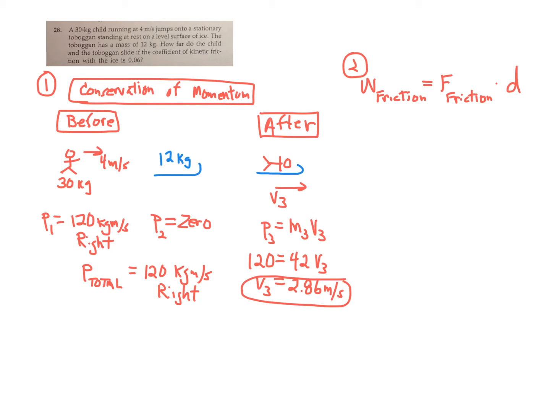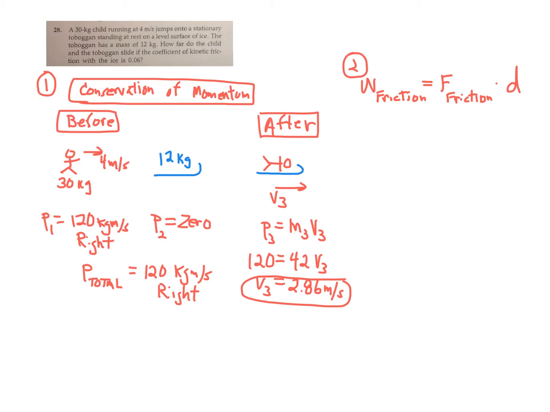Day 50, Honors Physics, Conservation of Momentum, Problem 28. So here on the left, we do start off with the classic conservation of momentum. We have a child running with a speed of 4 meters per second, so her momentum is 120 units to the right. Here, the blue item is the toboggan at rest, so it has no momentum to start the problem. Total momentum starting, that will be conserved, will be 120 units of momentum to the right.